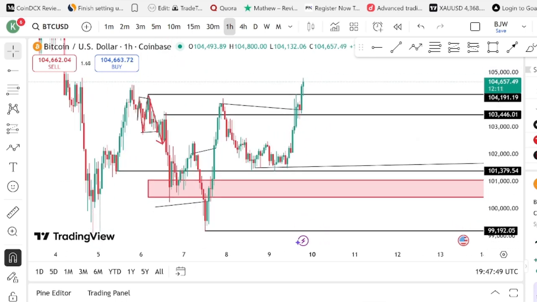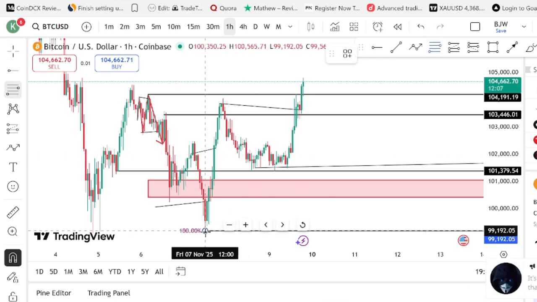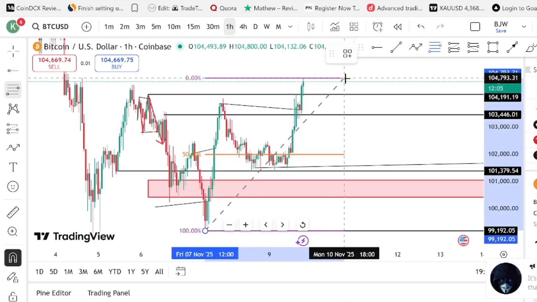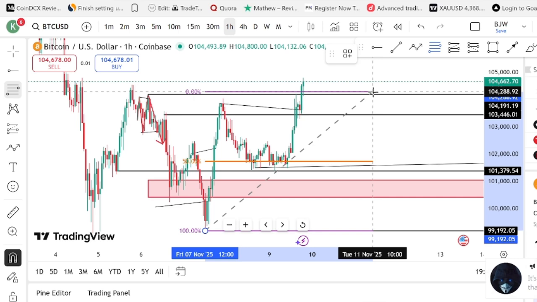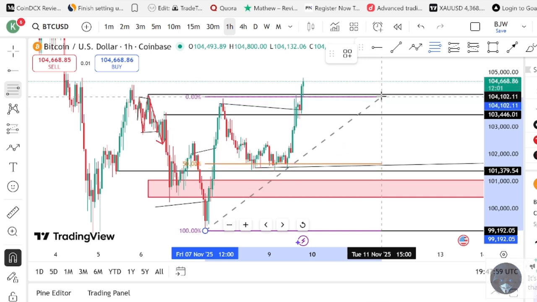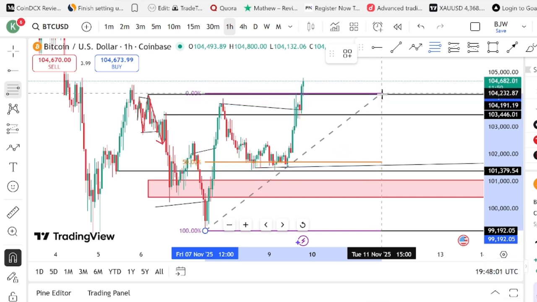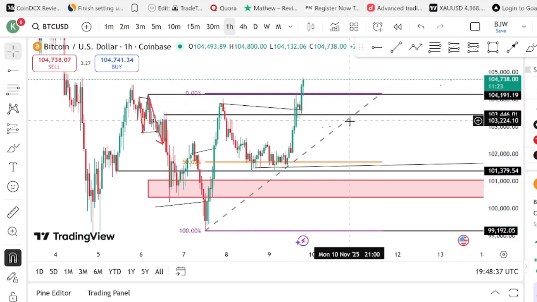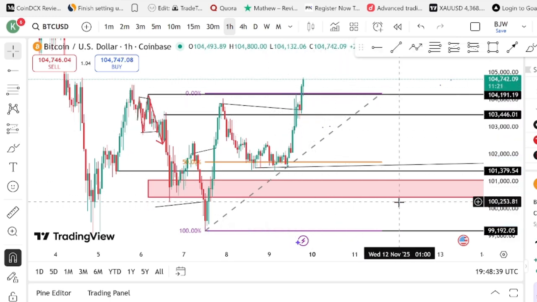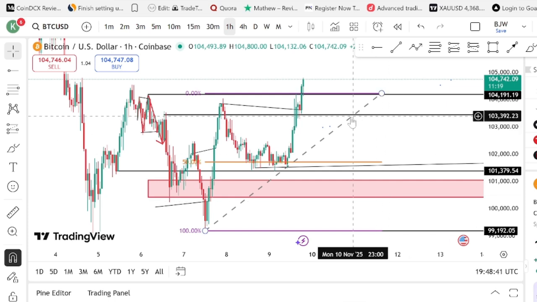Right now, getting my Fibonacci tool. This is my Fibonacci tool. I'll mark it from this zone to this break of structure, to the current break of structure. Right, so this is the current break of structure. So you can clearly see that this zone right here is our premium zone, and this zone is our discount zone. And what are we waiting for? We are waiting for whenever price comes back to our discount zone, we buy.